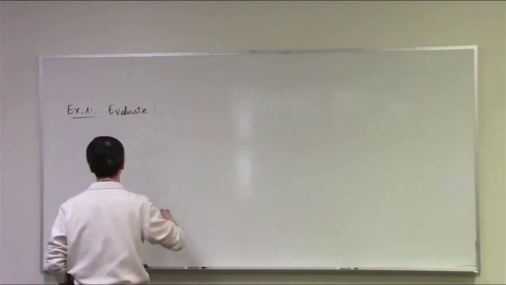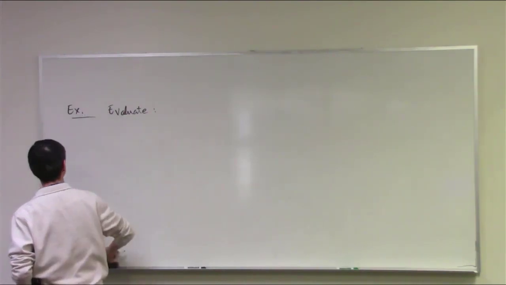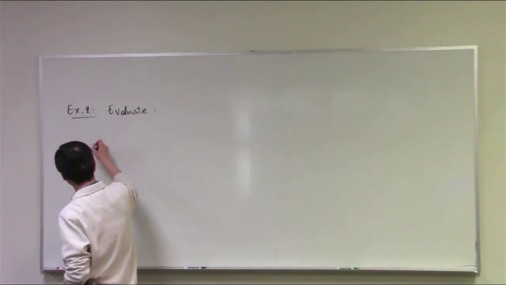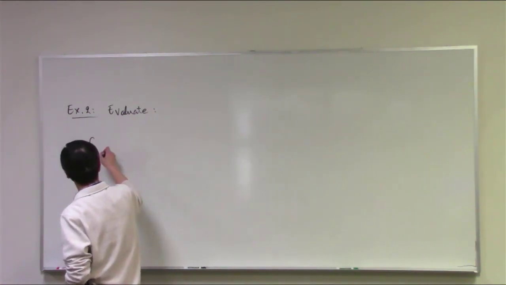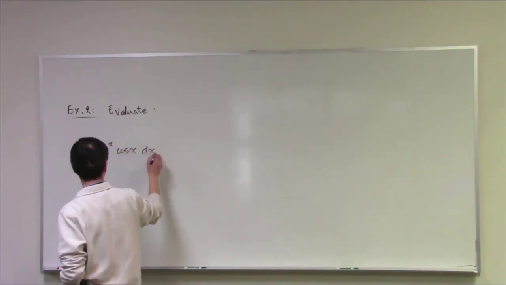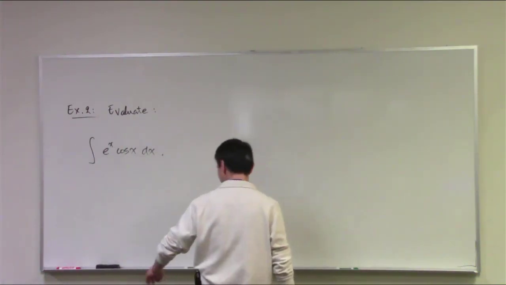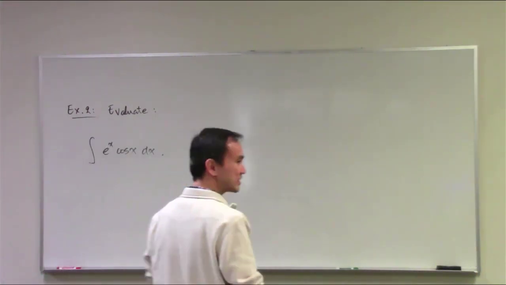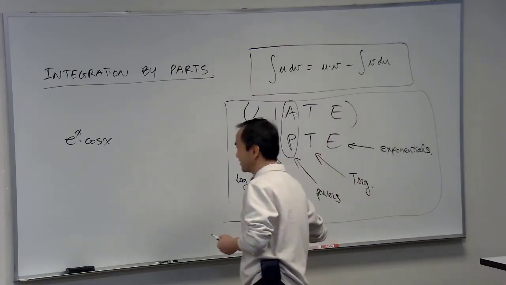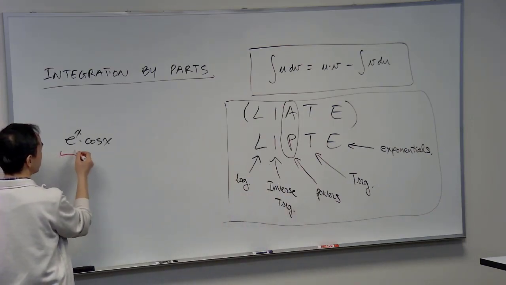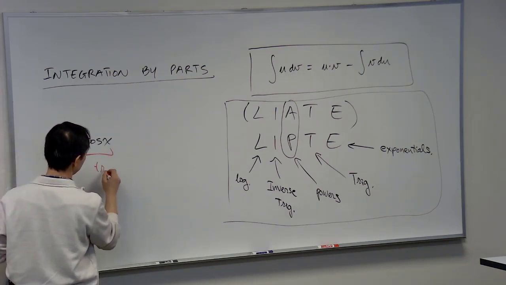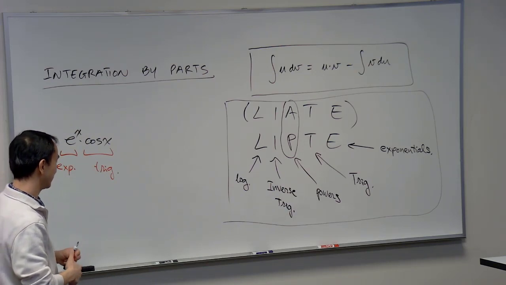This example right here, let's call it example 2. This one has its own specialty. Let's look at something like this: e to the x times the cosine of x. I'll point out that the LIATE scheme is still going to work pretty well with this. Your integrand here has an exponential and trig. So now you can rely on this scheme again.